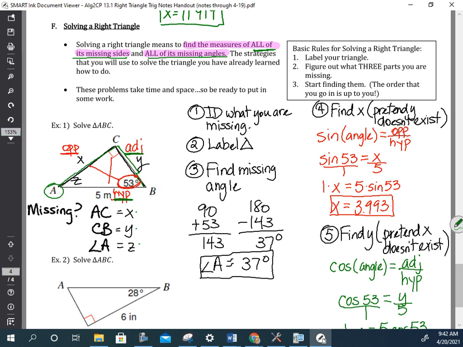Step 2 is to label the triangle. Whatever angle is given to you, you label the opposite, the hypotenuse, and the adjacent. That's step 2. Step 3 is to find the missing angle. The missing angle is the easiest thing to find. Add the 2 angles that they gave you, and then subtract it from 180.